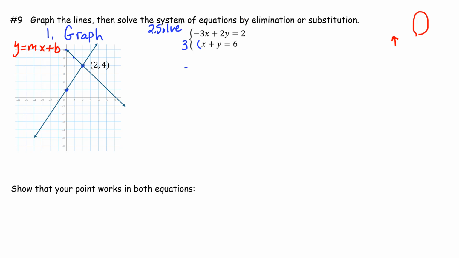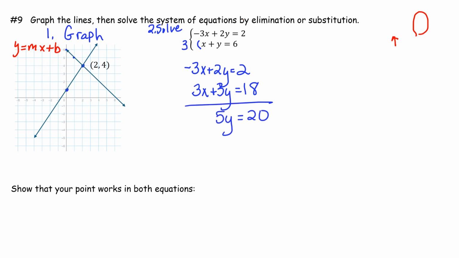If I do that, my first equation stays the same, negative 3x plus 2y equals 2. My second equation, I'm going to multiply everything by 3, so 3x plus 3y equals 18. And now I can add the two equations together. The x's cancel, and I end up with 5y equals 20. If I divide by 5 on both sides, I get that y is equal to 4. So that is my y coordinate, and that looks like it's matching what we got in the graph.